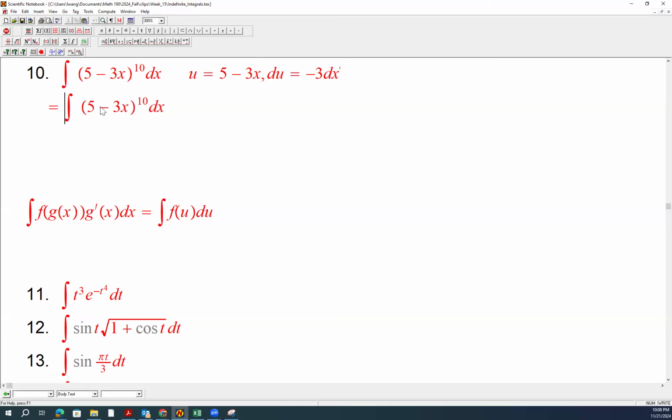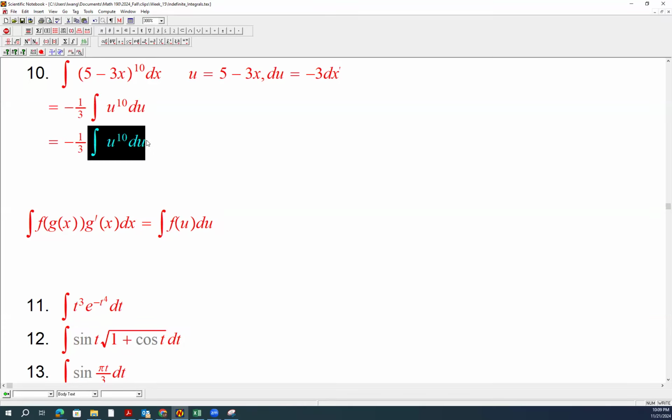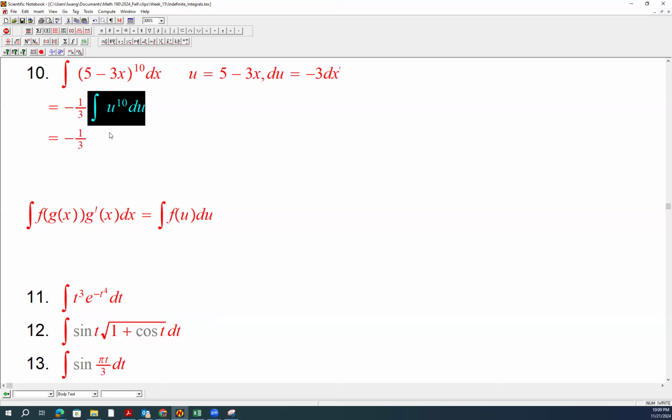this is going to be u. And dx is a negative 1/3 of du, right? So it's going to be negative 1/3 of du. Substitution is done. And next, we just find the antiderivative of u raised to the power 10. So that's going to be 1/10 plus 1, which is 11, u raised to the power of 11 plus a constant.